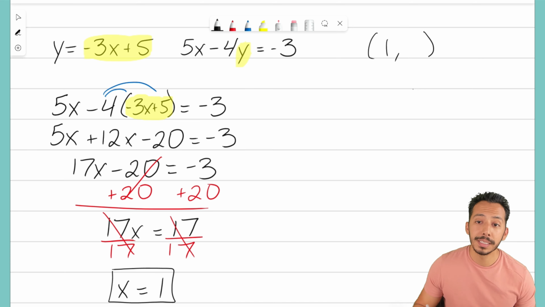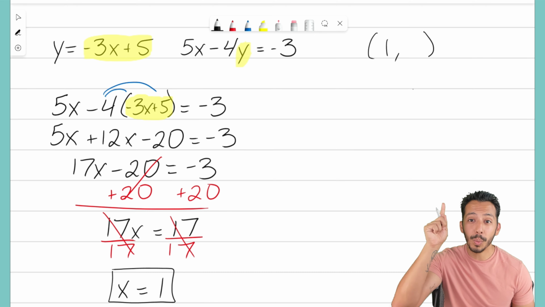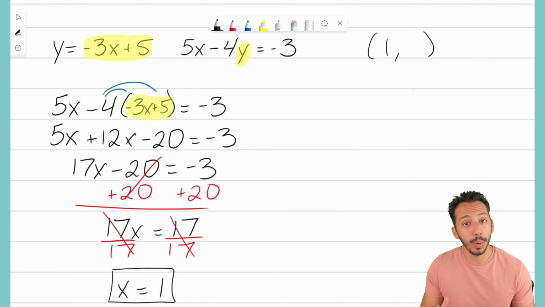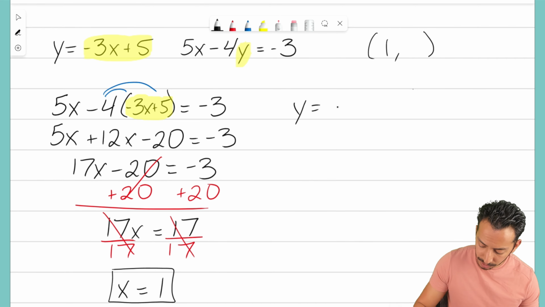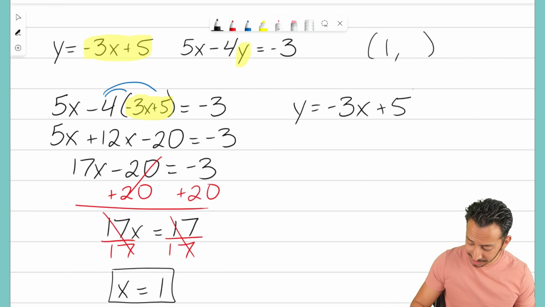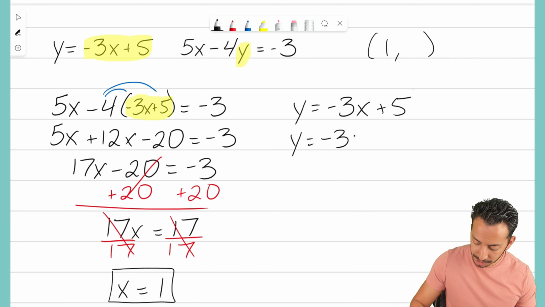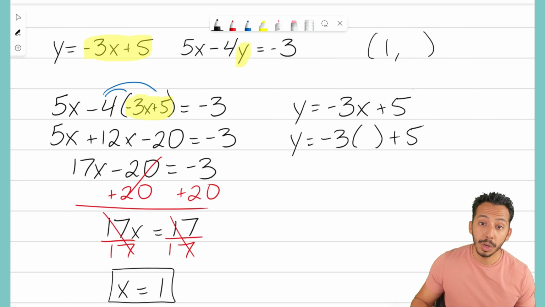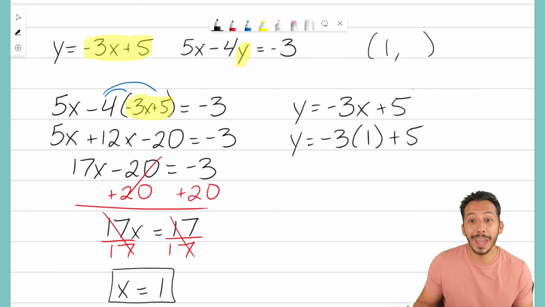1, comma, I still need my y variable. Notice I'm not done yet. Just because I solved for x, I still need to know what that y coordinate point is. And we can figure that out because look at that first equation. Y equals negative 3x plus 5. Remember, that tells us what y equals. So I now know what x is. I can just take that equation, substitute my x term in, which we now know is 1, and we can solve this for y.